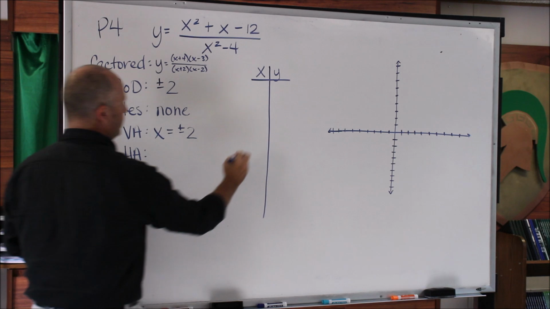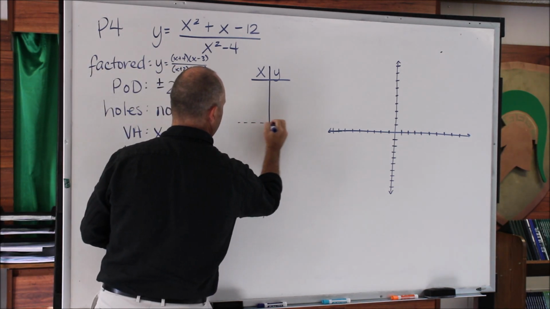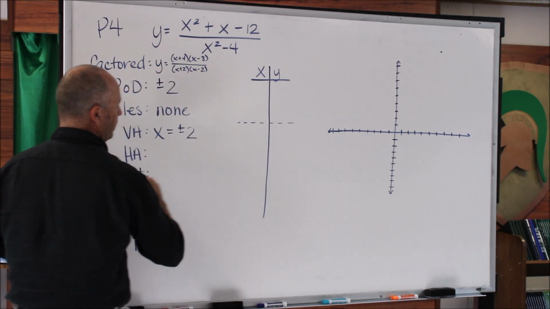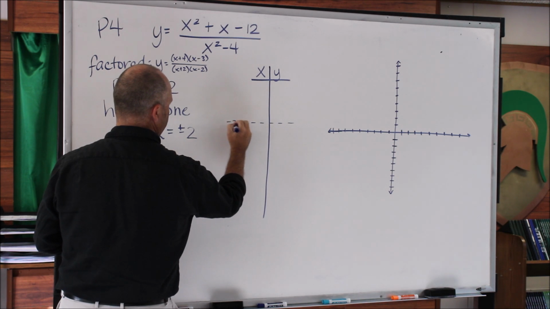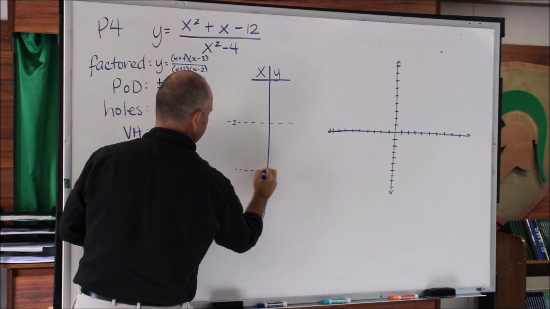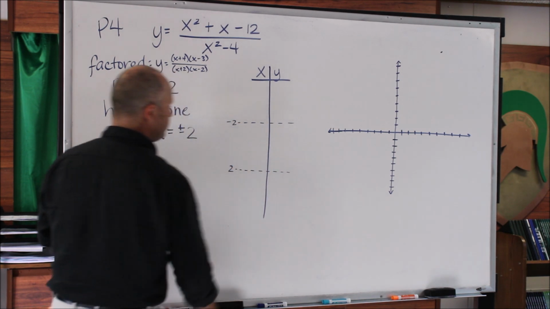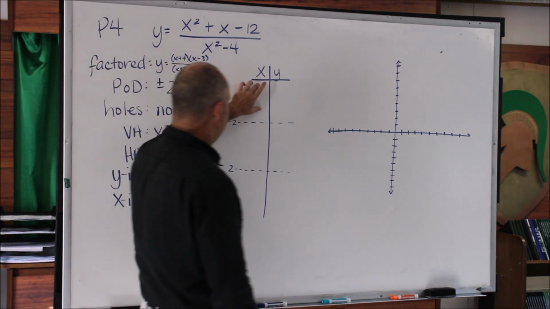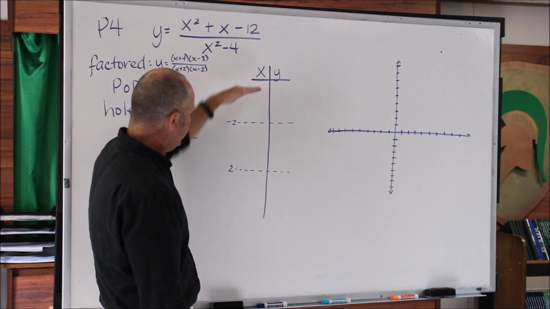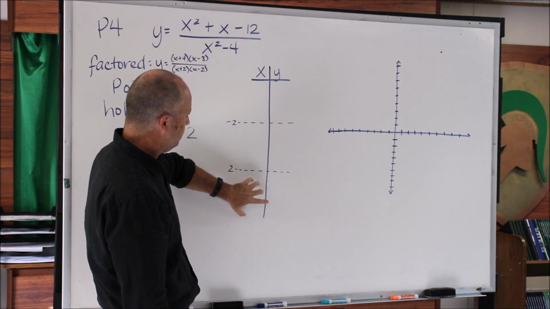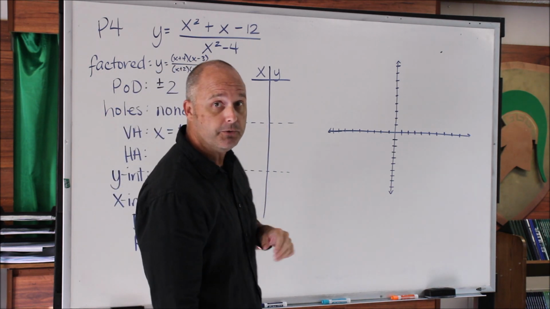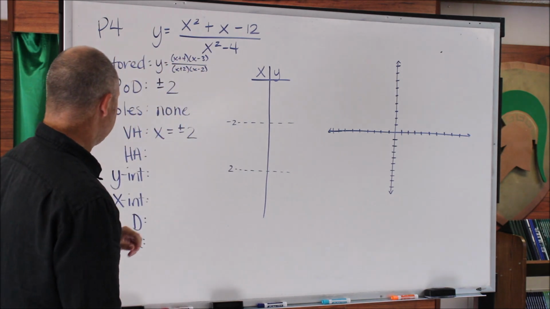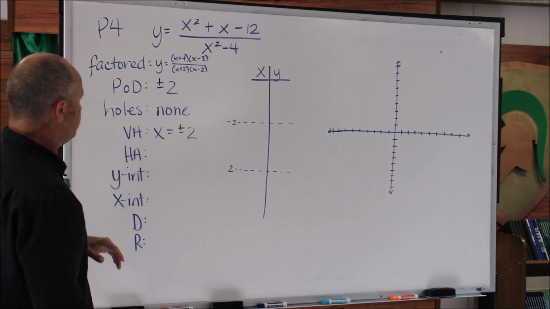So I'm going to go over here and draw in a dashed line at negative 2 and a dashed line at 2. What I'm going to have to do is find some points to the left of negative 2, in between negative 2 and 2, and then to the right of 2 in order to fill this graph out.